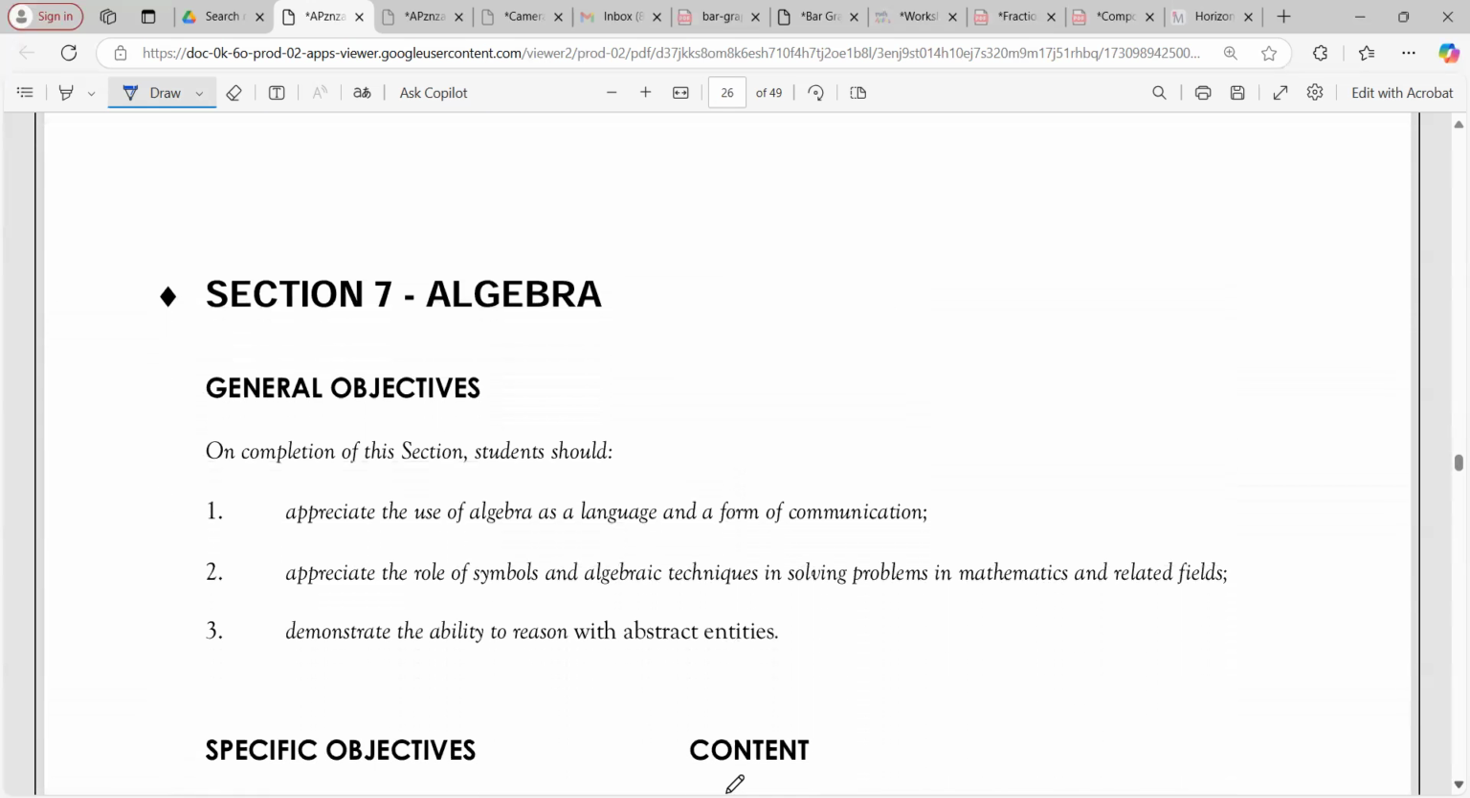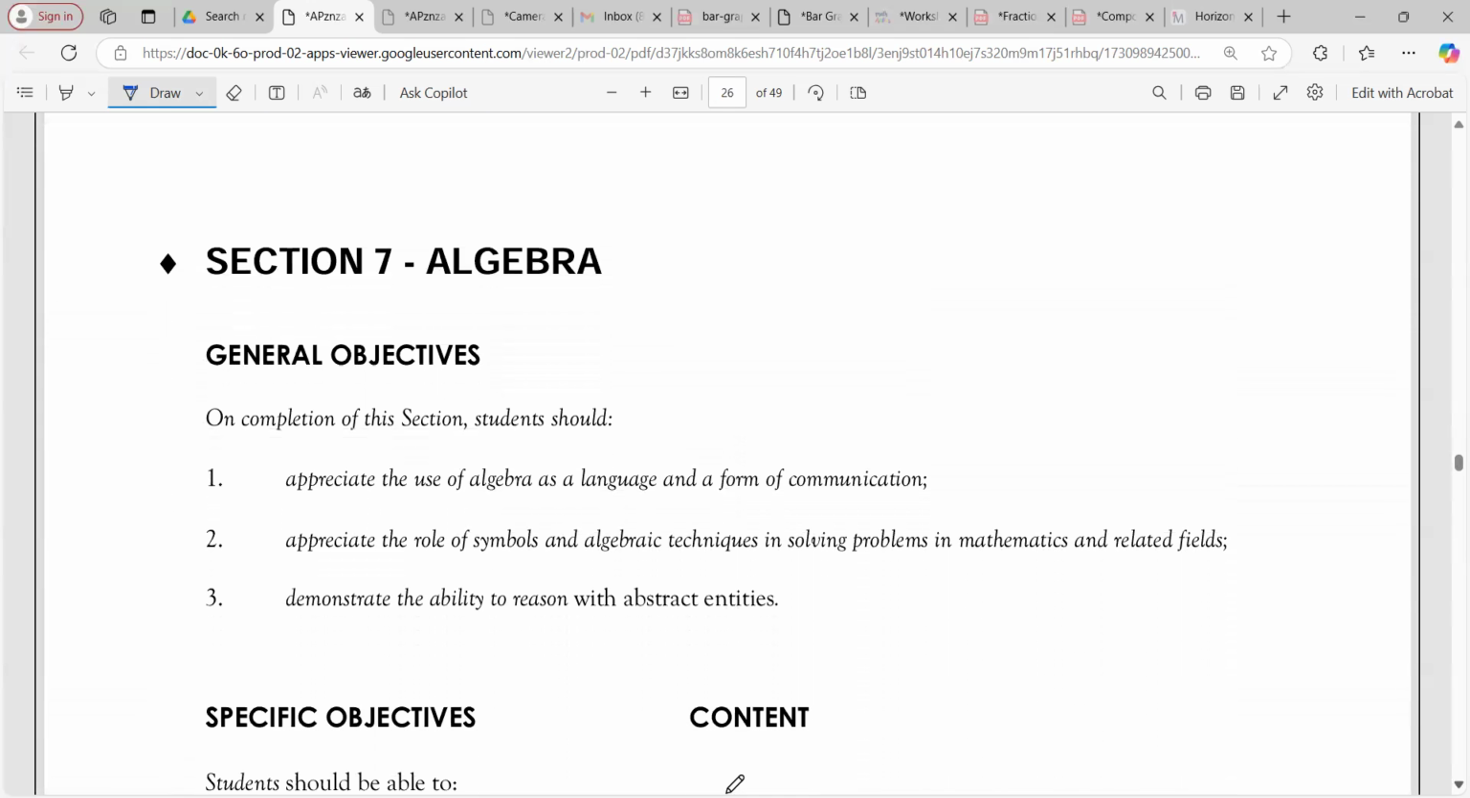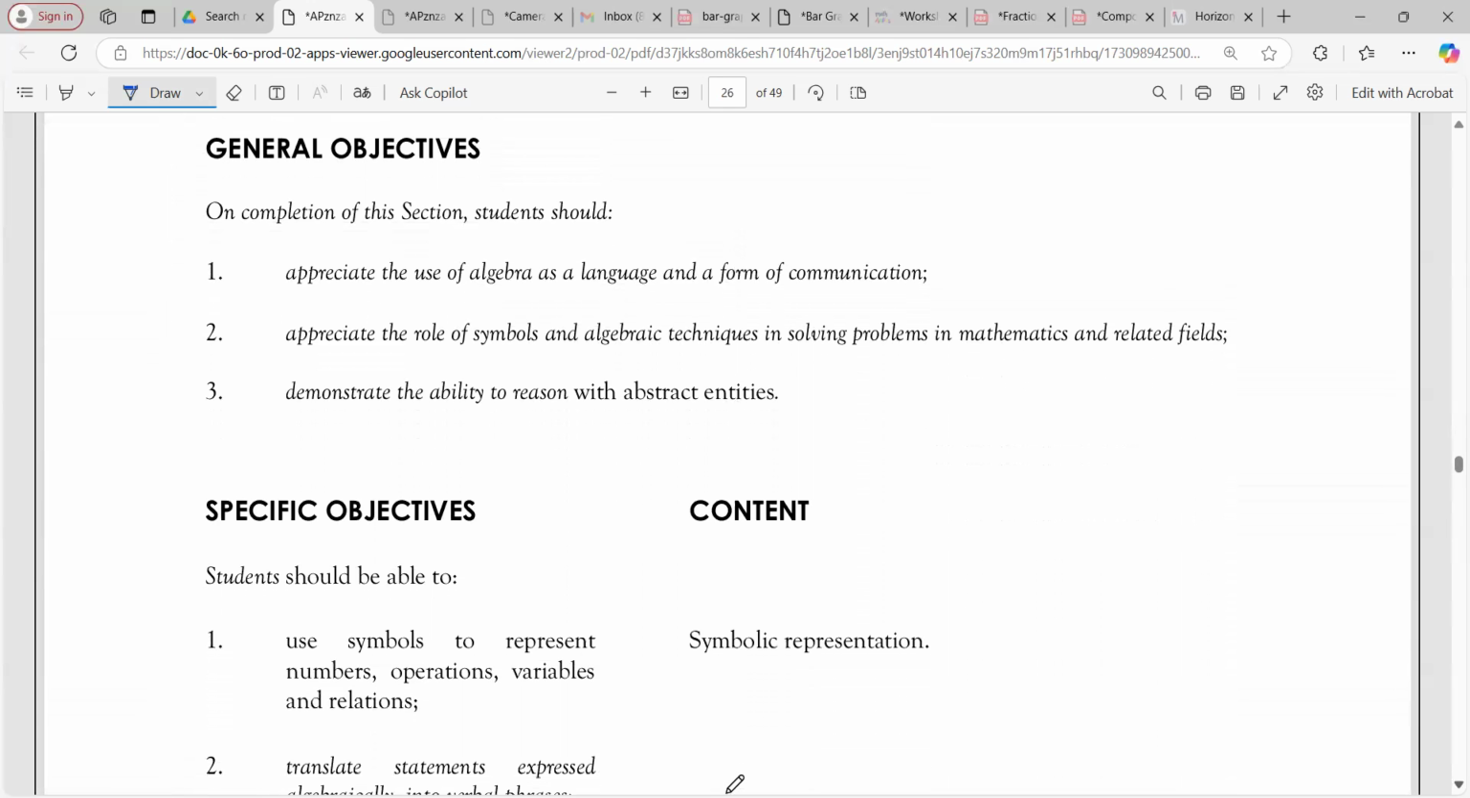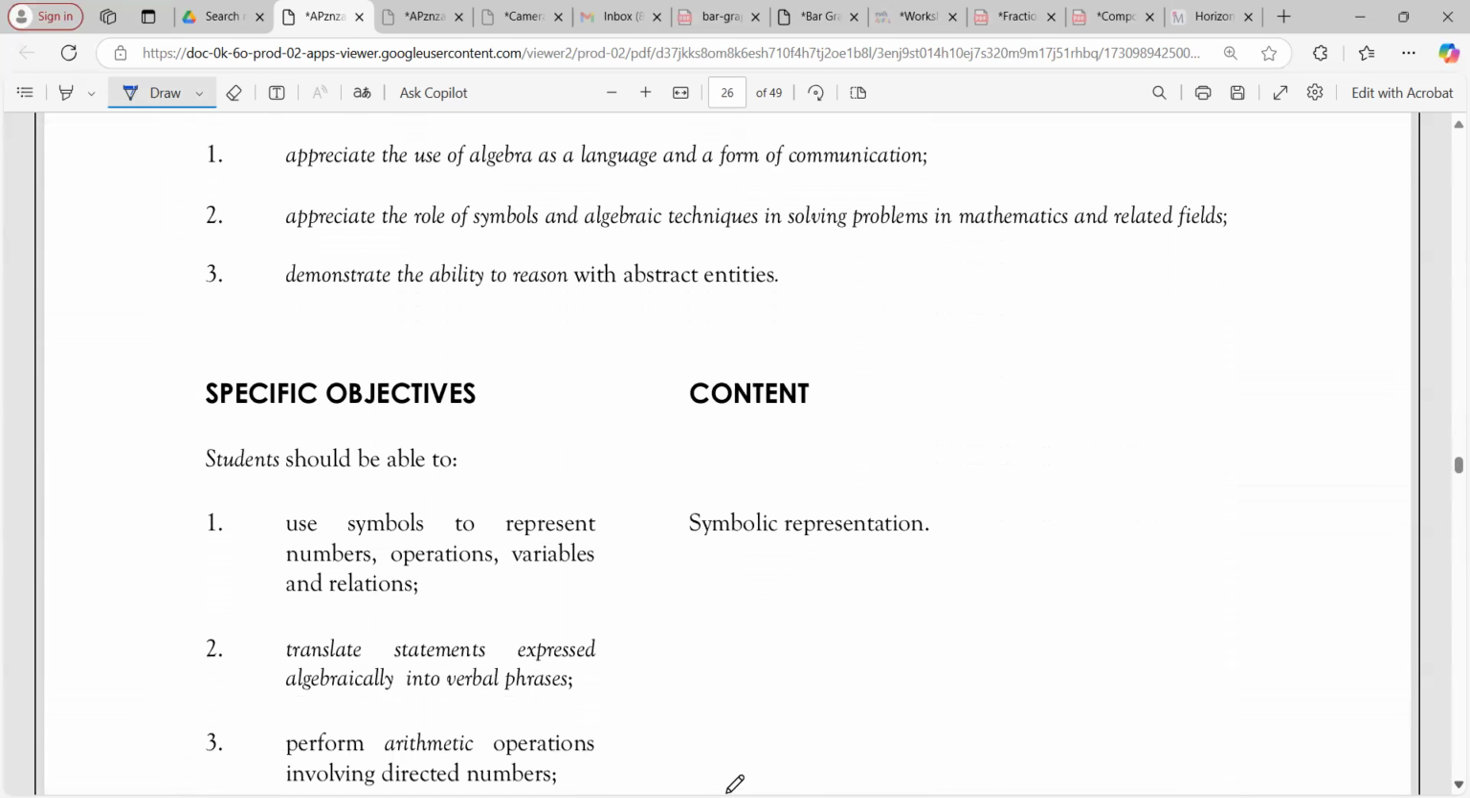Next up, we have algebra, which comes at number 7. And we know algebra already, that can be one of the most tedious, right?